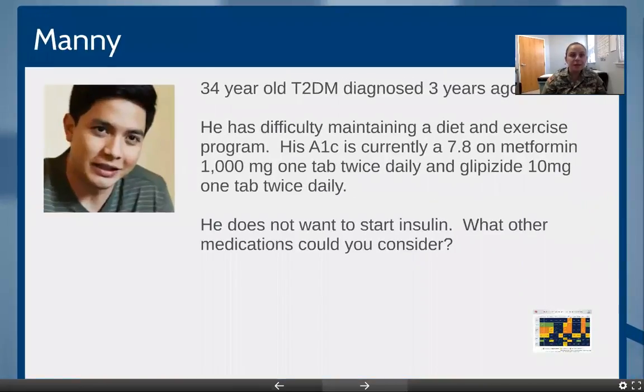Our last case is Manny. He's a 34-year-old with type 2 diabetes diagnosed 3 years ago. He has difficulty maintaining a diet and exercise program. He's overweight, and he just doesn't enjoy these things. His A1C is currently 7.8 on metformin, 1,000 milligrams, 1 tablet twice daily, and glipizide 10 milligrams, 1 tablet twice daily. He's afraid of shots and doesn't want to start insulin.